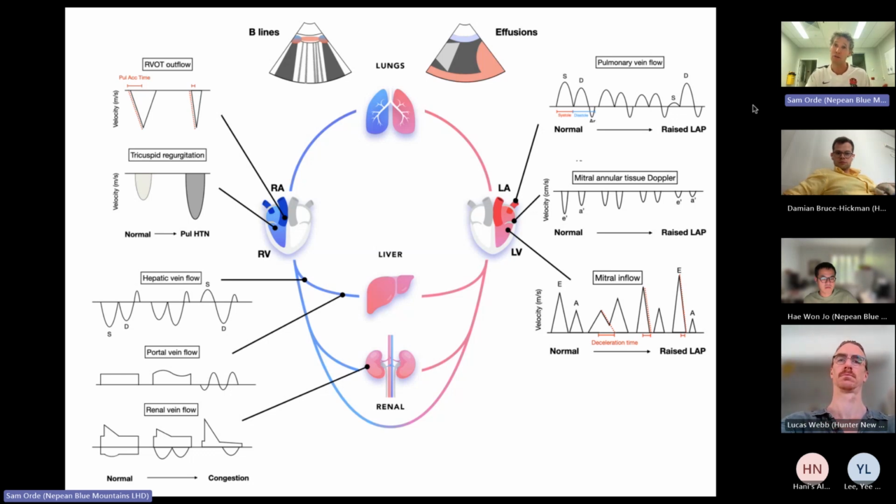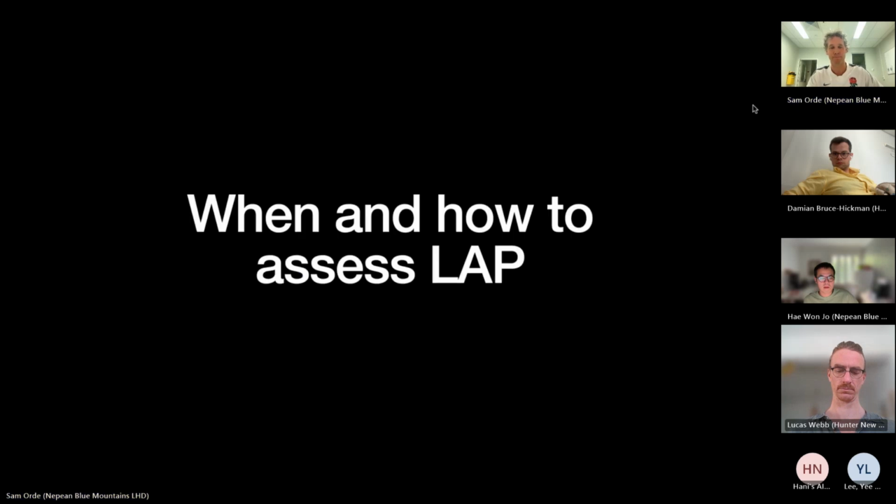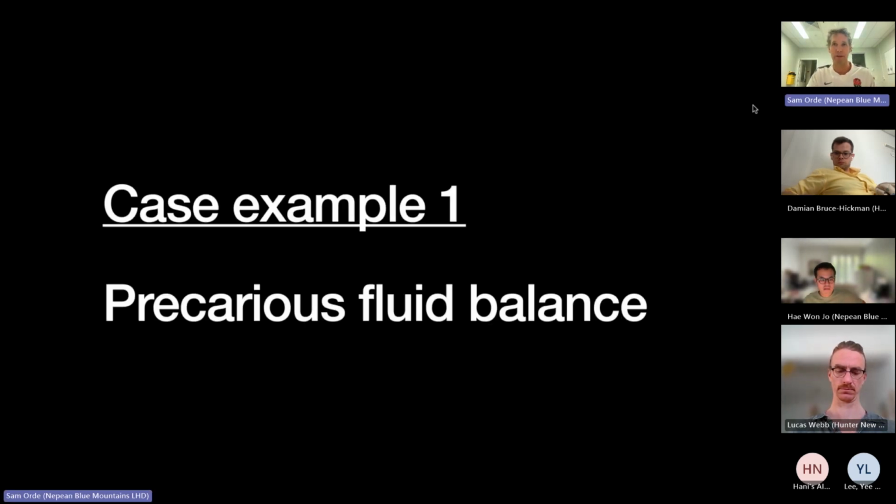Okay, so left atrial pressure is a big part of the cardiovascular system. It gets affected by left ventricle systolic function, and it then affects the respiratory system. It affects the RV, pulmonary hemodynamics, and it affects the right ventricle function too. So let's go through when and how to assess it, and we'll start off with an example that we had a month or two ago.